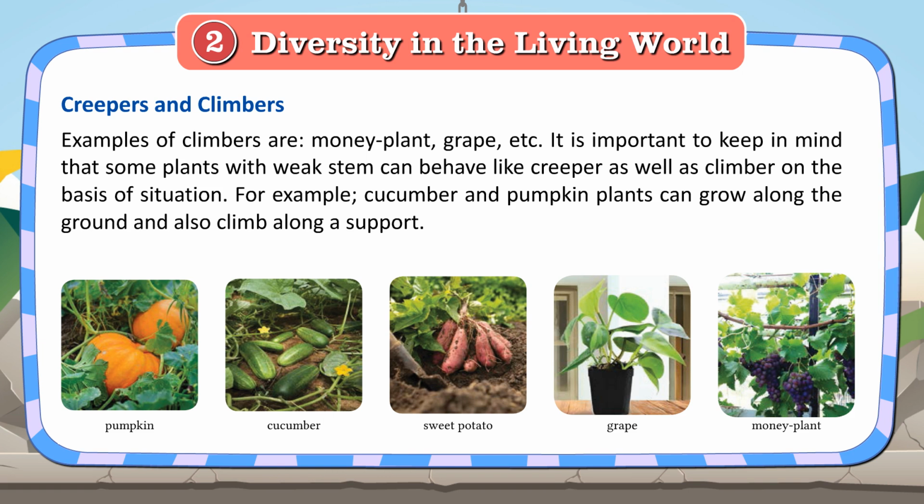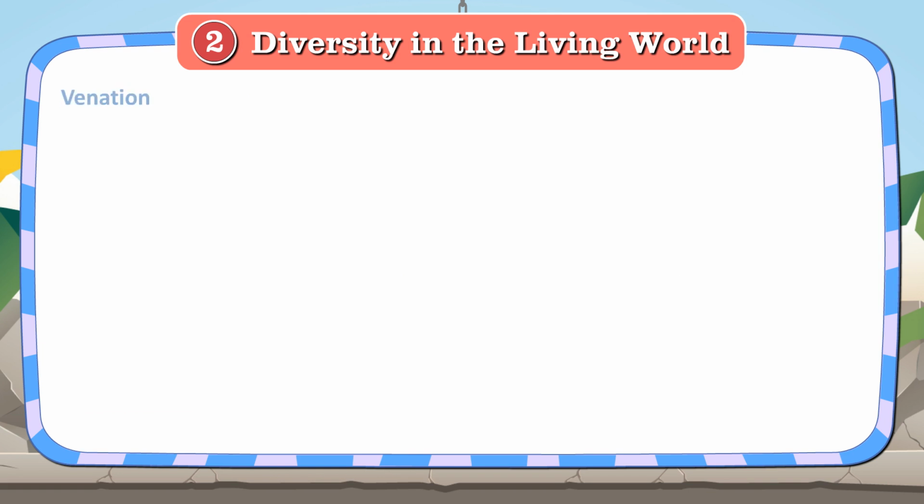It is important to keep in mind that some plants with weak stems can behave like creepers as well as climbers on the basis of the situation. For example, cucumber and pumpkin plants can grow along the ground and also climb along a support. Pumpkin, cucumber, sweet potato, grape, money plant.